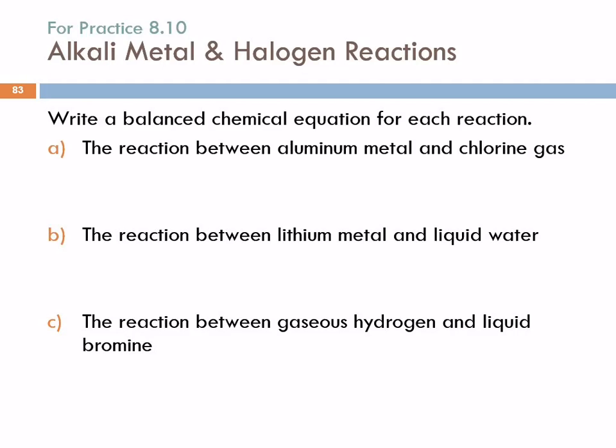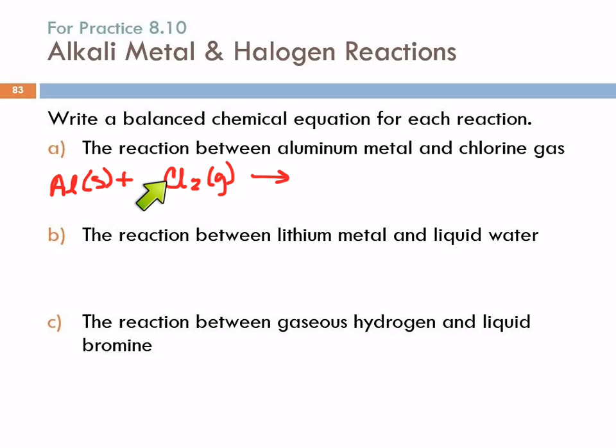So write a balanced chemical equation for the reaction between aluminum metal and chlorine gas. Well, let's start out by just writing the reactants. Aluminum metal, well, that's going to be a solid. Chlorine gas. Chlorine is a diatomic element, so it's Cl2, and it's a gas. And then what are these guys going to do? Well, the halogens react in a way to gain an electron. And so these are going to go to chloride ions.